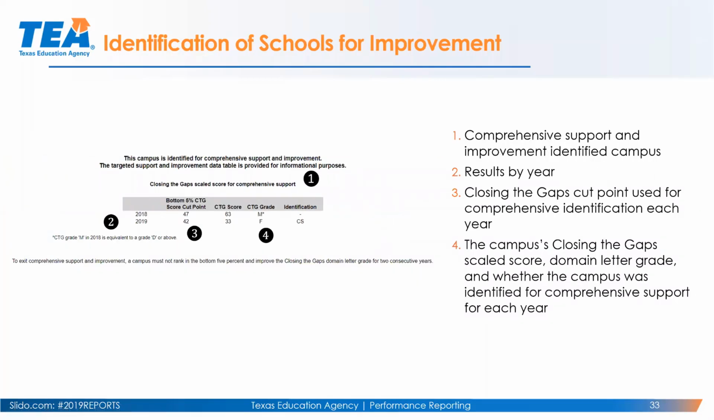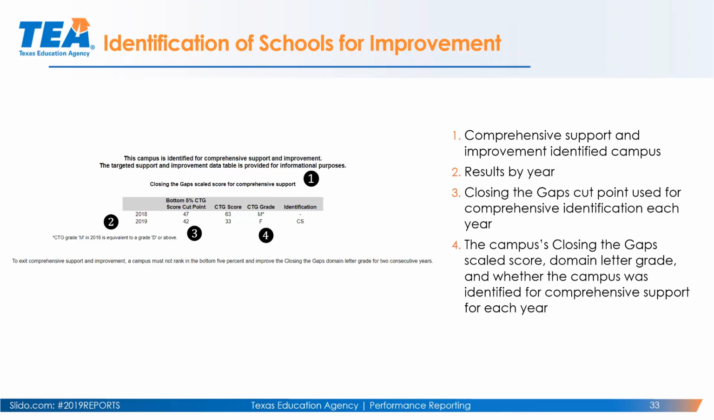Lastly, using the Closing the Gaps data tables, we identify campuses in need of improvement. We identify 3 possible categories: comprehensive, targeted, and additional targeted support campuses. This is an example of a campus that is identified for comprehensive support.